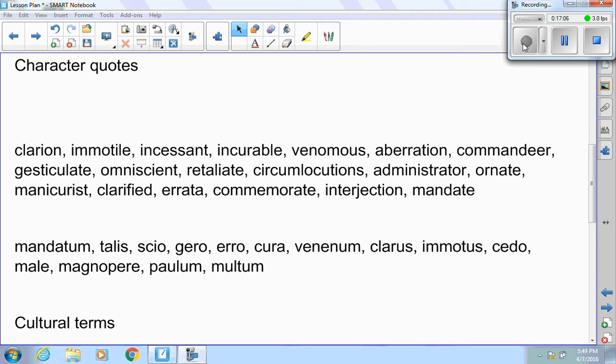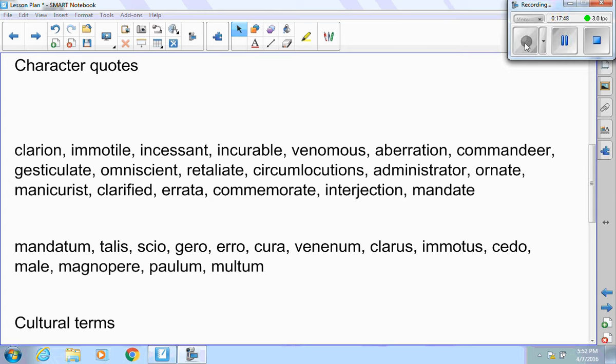Now those words, clarion, immotile, incessant, incurable, venomous, aberration, commandeer, gesticulate, omniscient, and retaliate are all going to be associated with Latin derivatives, and that's what you're going to have to pick out. Circumlocutions is moving about, looking about in all directions. Administrator is a manager. Ornate is elaborate. Manicurist is someone who cares for one's manus, hands. Clarified is explained. Errata is like mistakes. Commemorate is when we remember something. Interjection is an exclamation. And mandate is an order.